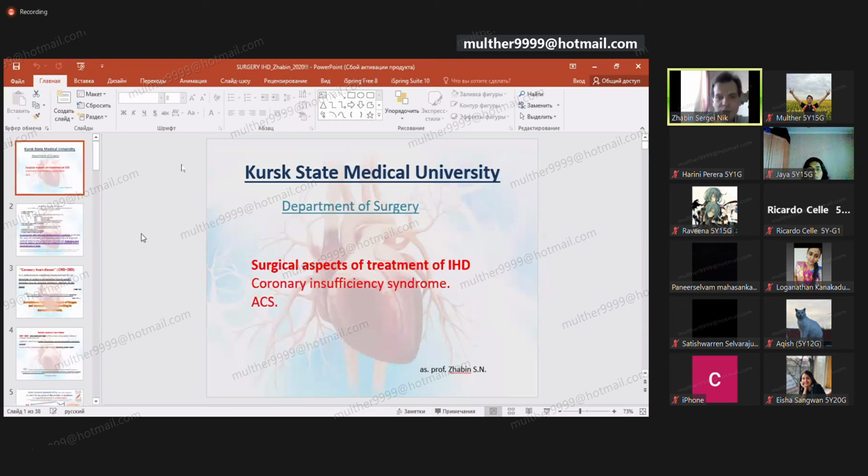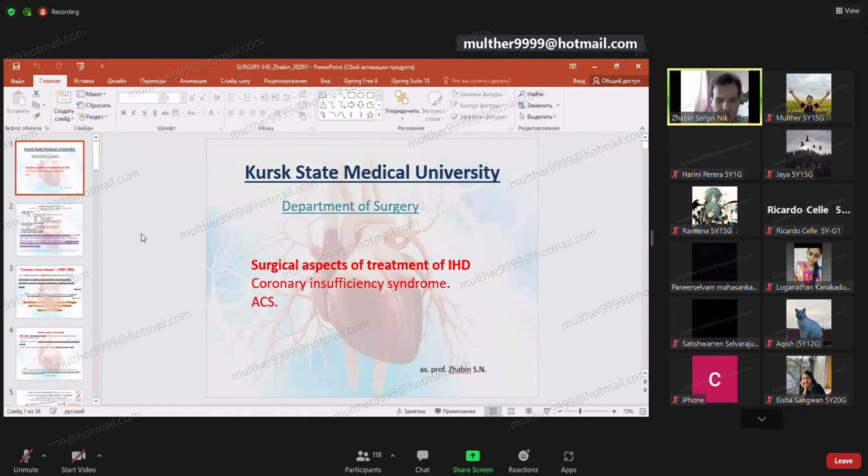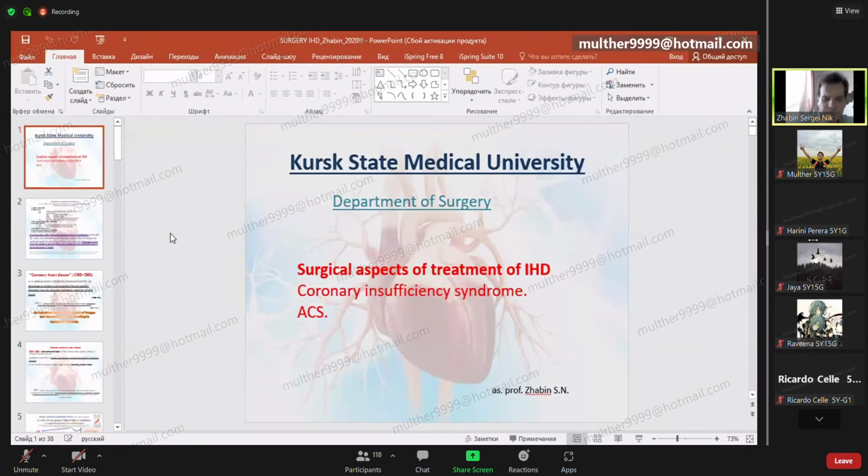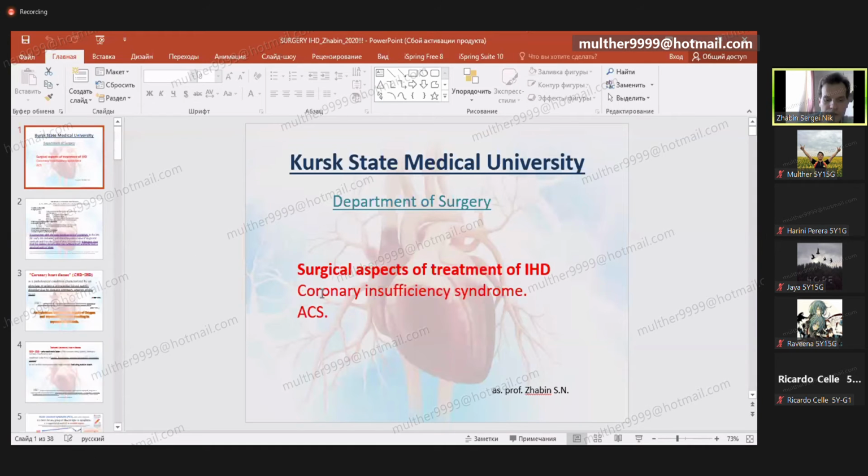Aspect of treatment, ischemic heart disease and coronary insufficiency syndrome. Everything will be fast. Don't worry. If you have your own problems, you can safely leave the lecture.